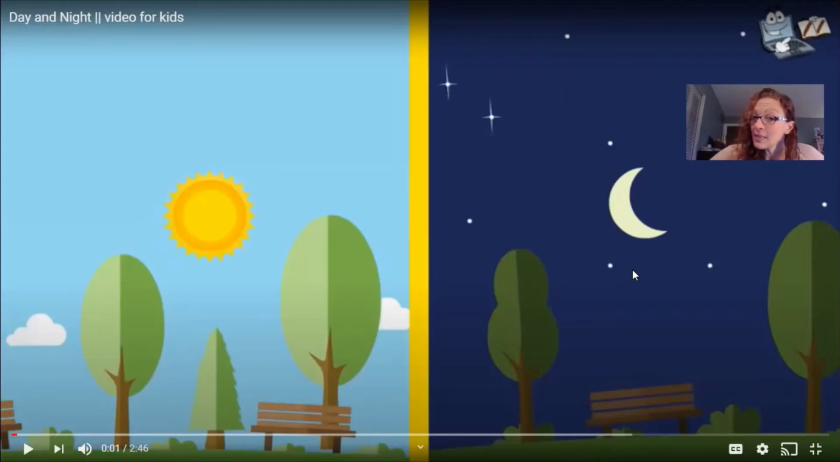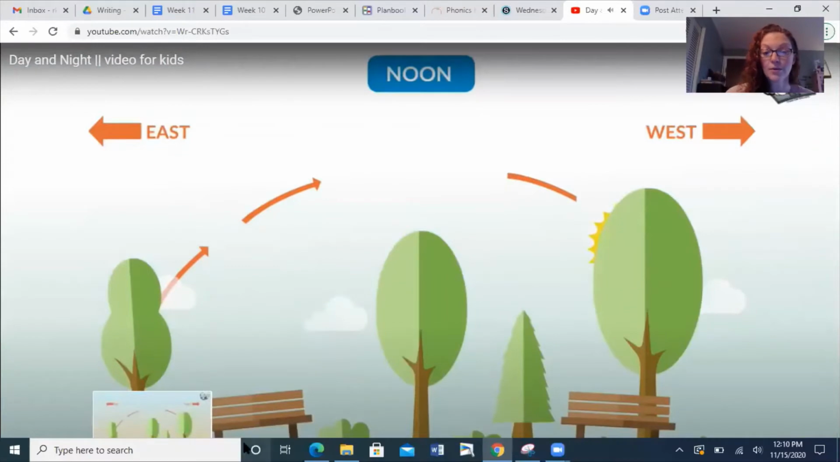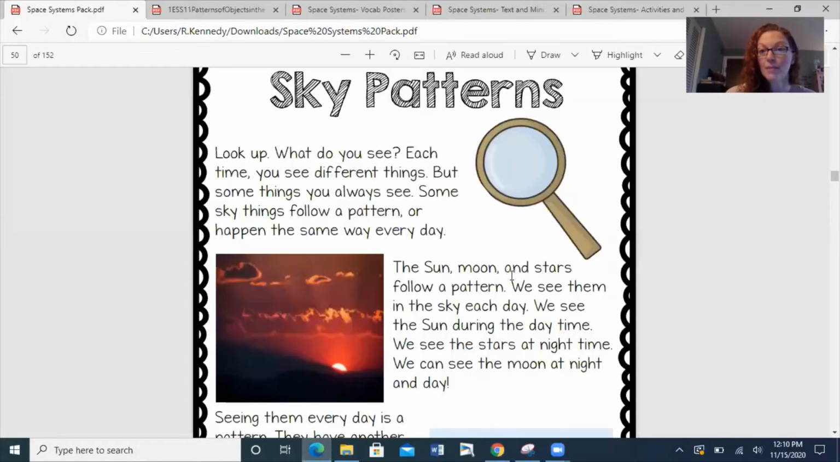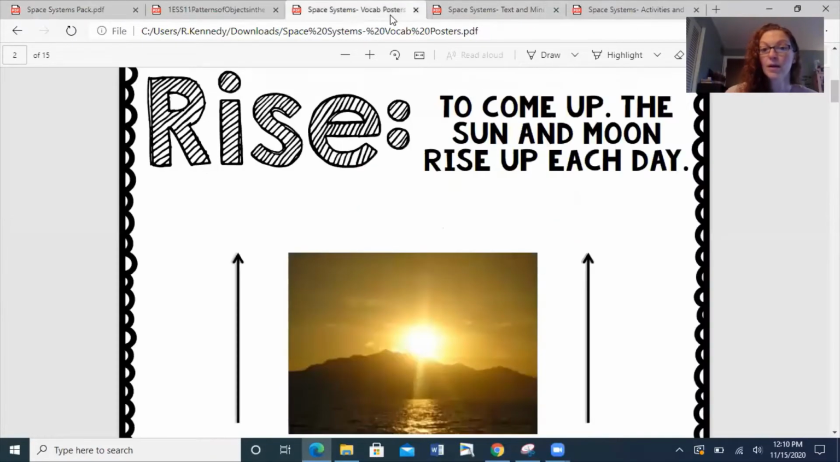So we talked about the seasons as a pattern, but now we're going to talk about what kind of pattern the sun and the moon have. What I want to talk about now are some of those vocabulary words that we heard. Rise, right? We said the sun rises. It means to come up, right? If something rises, it goes up. So the sun and the moon rise up each day.